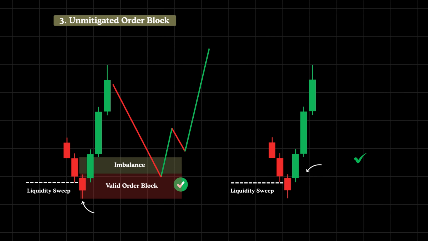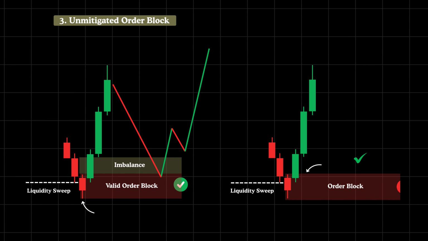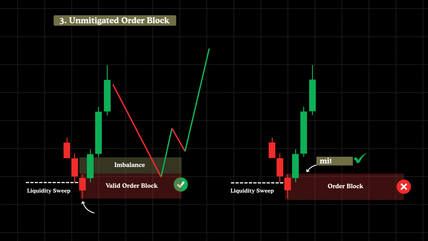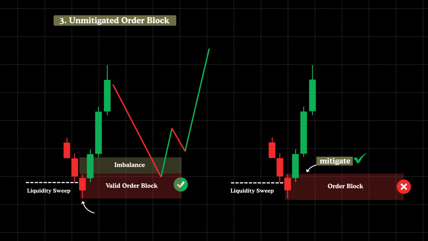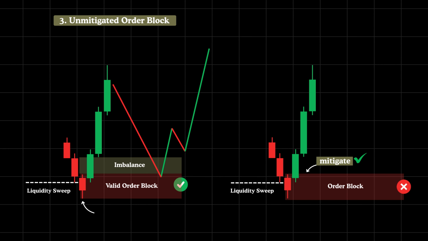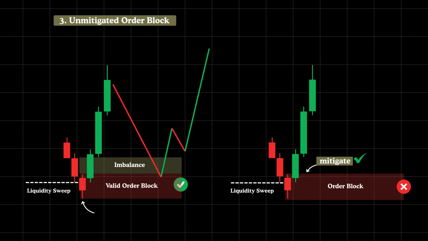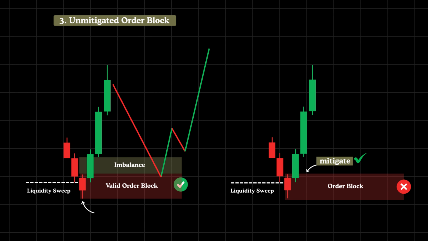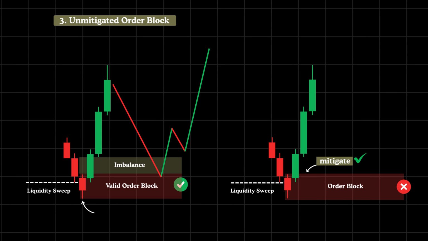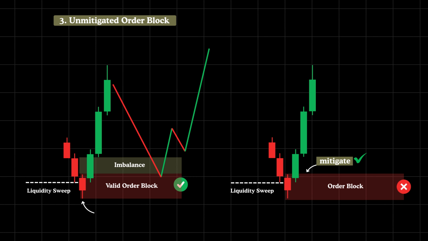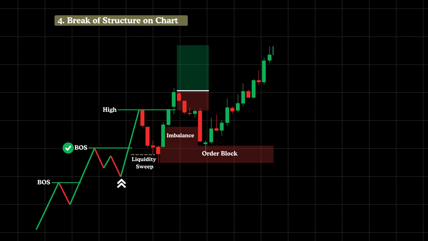Check mark: as long as this zone remains untouched, the order block is valid and has the potential to trigger a reversal when the price revisits it. Cross mark: however, if the lower wick of the third bullish candle comes down and touches or taps into this order block zone, it means the pending orders have likely been filled. Once this happens, the zone is considered used, and the order block becomes invalid. The price is now less likely to reverse from that level again because the smart money has already completed its execution.